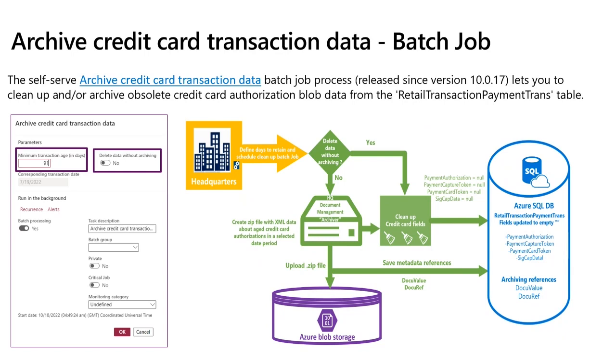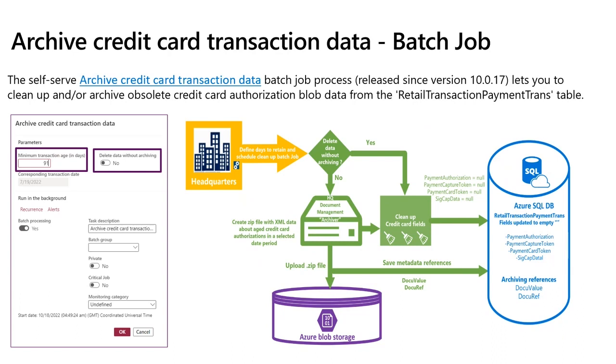The archive credit card transaction data batch job was released since version 10.17. It allows you to clean up and archive the authorization data that is stored in the retail transaction payment trans table. This diagram explains the process starting in the yellow box, in headquarters, where the batch job is scheduled, and you only must define 2 parameters to execute it.